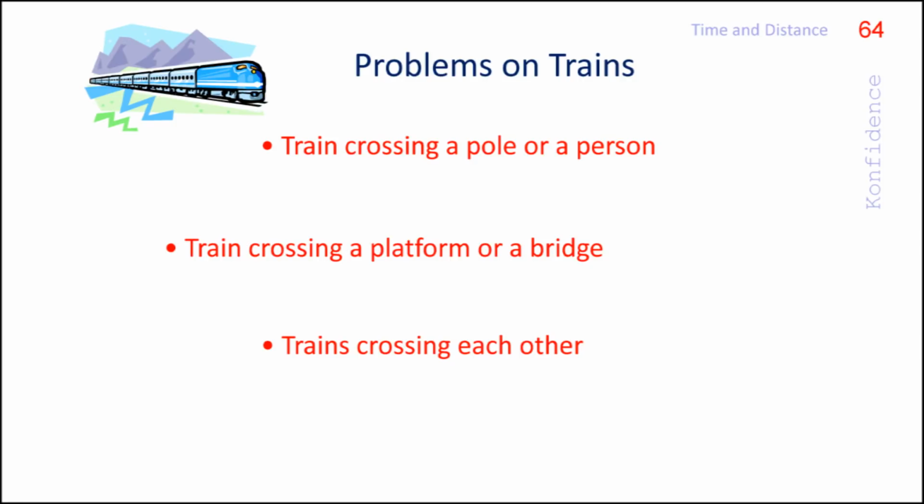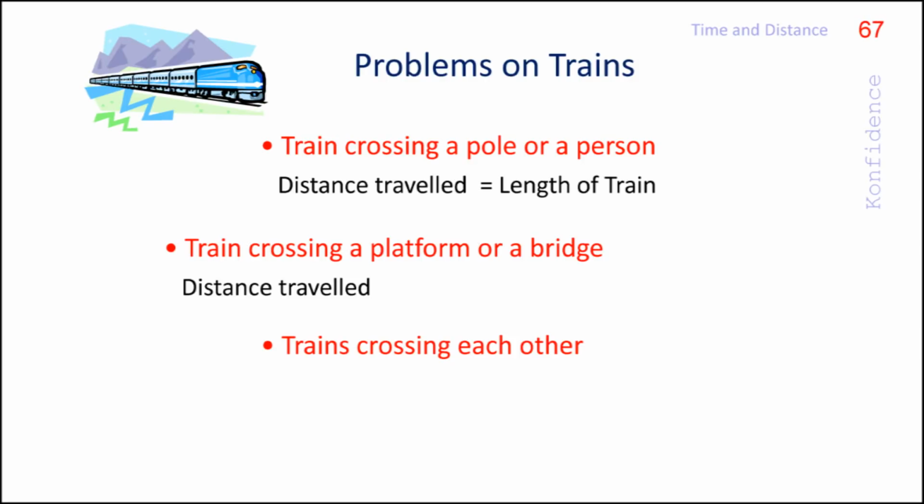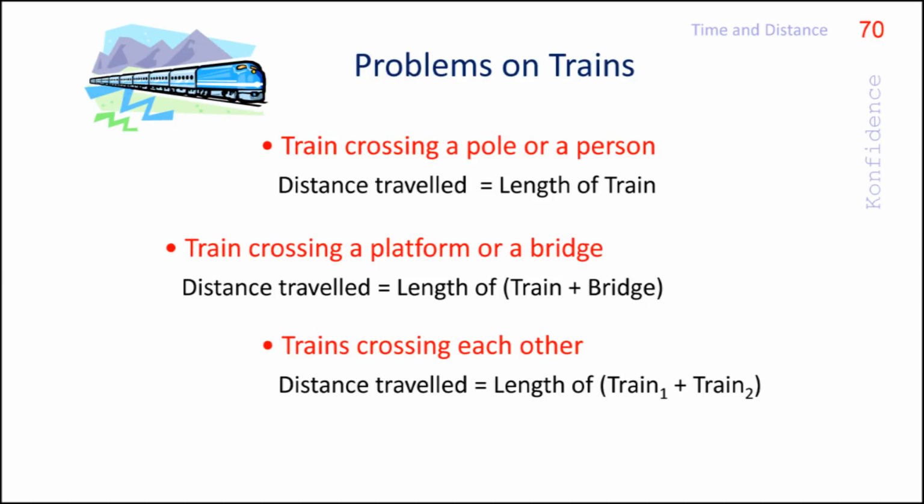While handling these questions, it would be good if we can keep in mind the following. When a train crosses a man or a pole, the distance covered will be equal to the length of the train. When a train crosses a tunnel, a bridge, or a platform, the distance traveled equals length of train plus length of tunnel, bridge, or platform. When two trains cross over, the distance to be traveled is equal to length of the first train plus length of the second train.